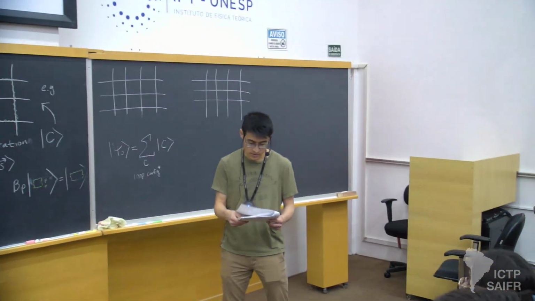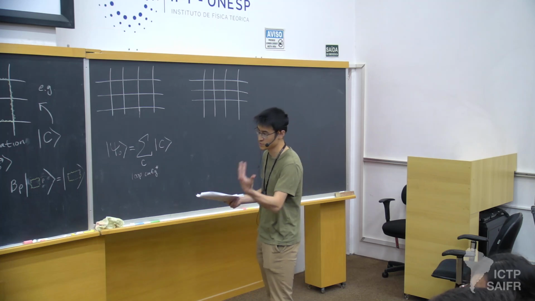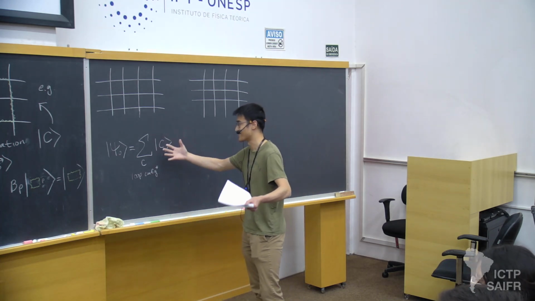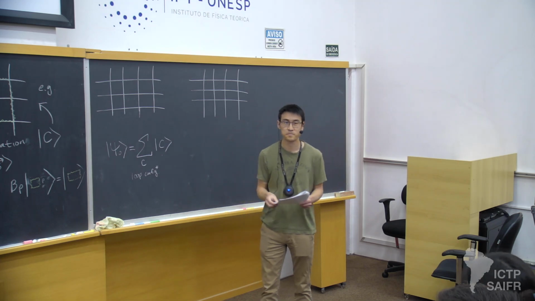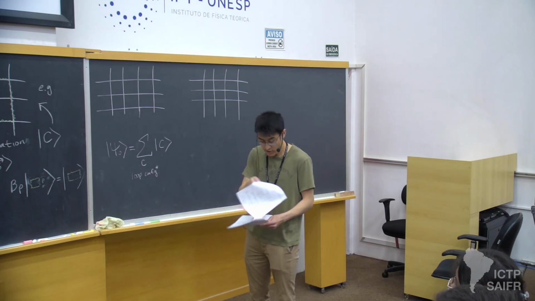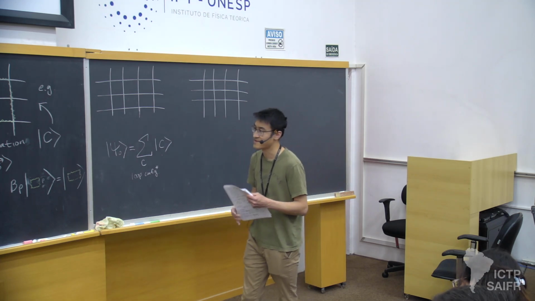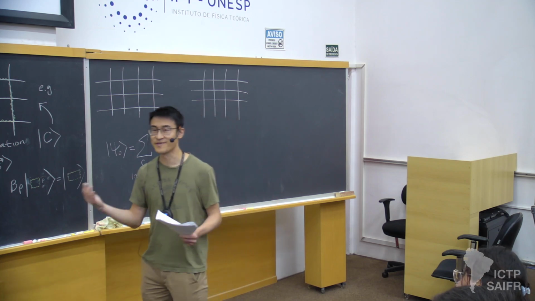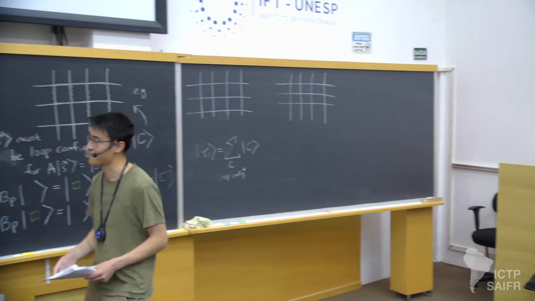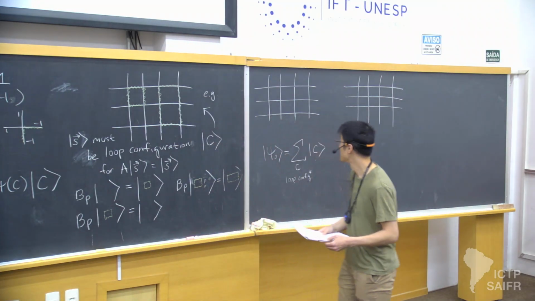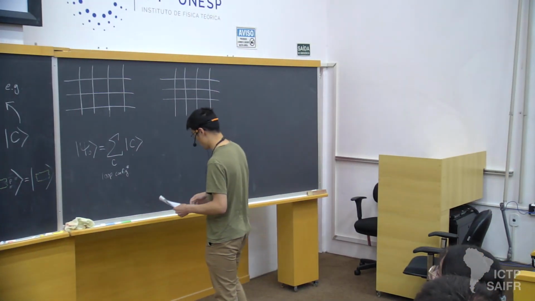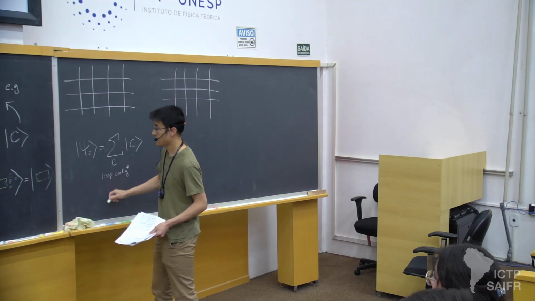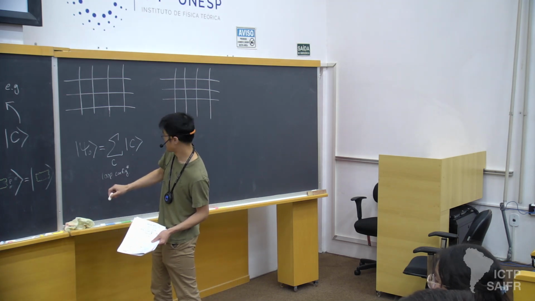Okay, so now we have some more intuition for the ground state of this Hamiltonian. It's a massive superposition of all loop configurations. Okay, but we're not done, and that's because there are more important operators that are hiding that we haven't considered yet.